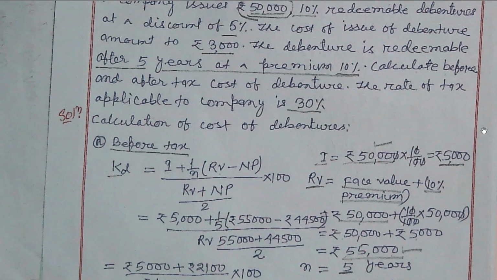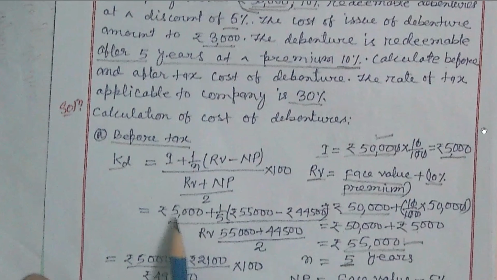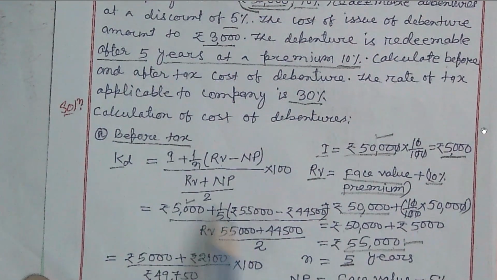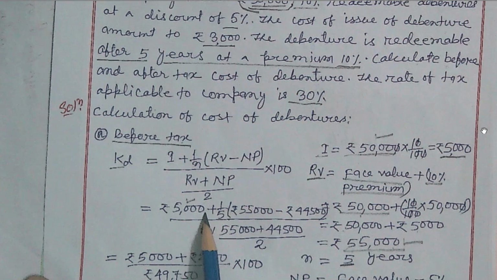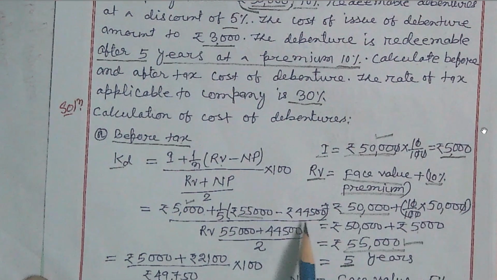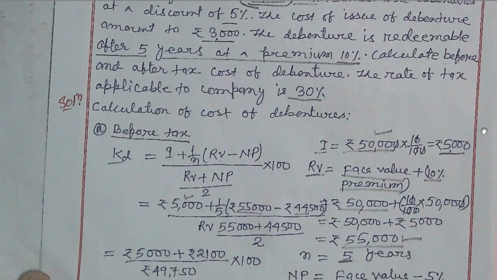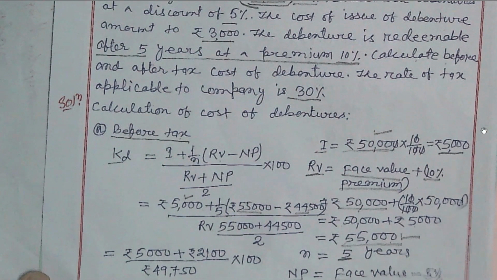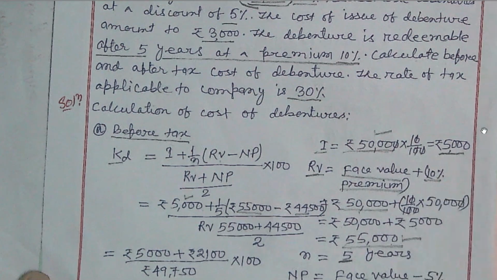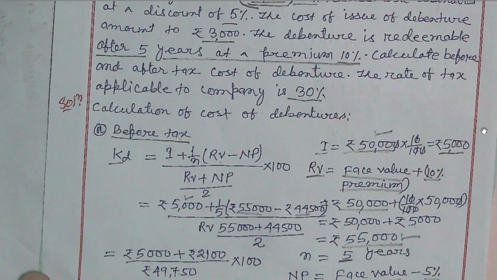Now the same values we are putting in the formula. Here 5,000 is the interest. Since we are calculating before tax, the tax rate will not be applicable here. And this is the redeemable value minus your net proceeds. So the net proceeds are calculated here. This is net proceeds: face value minus 5% discount minus cost of issue of debenture.